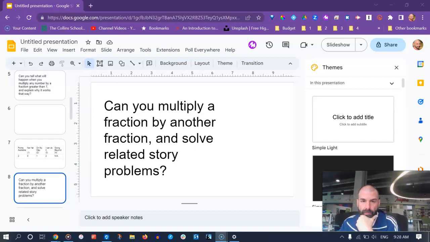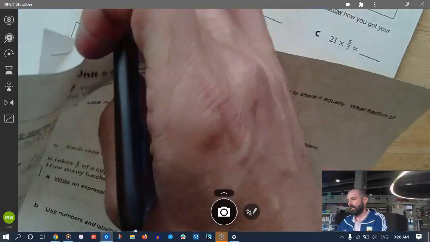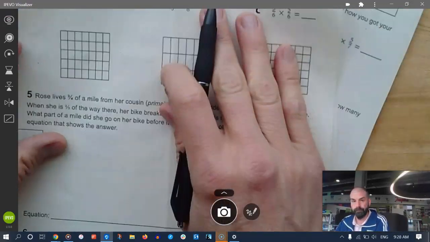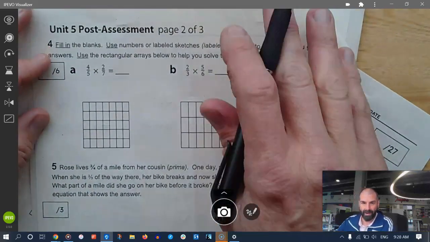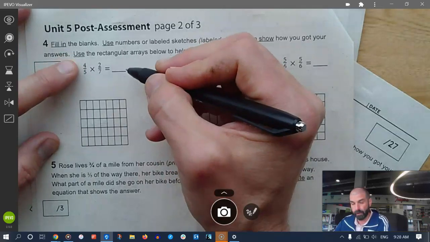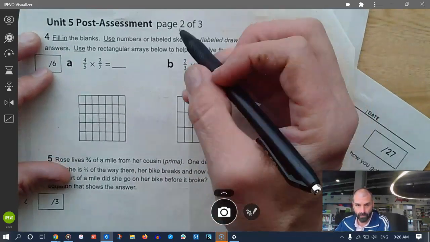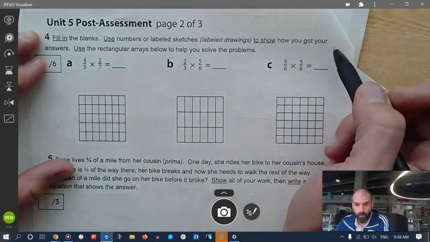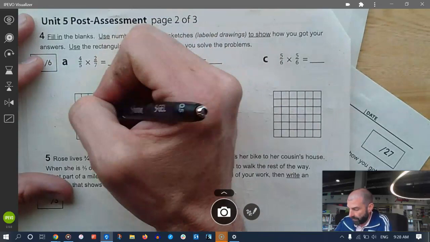Right, skill 3: can you multiply a fraction by another fraction and solve related story problems? So this is 2 problems, numbers 4 and 5. All right, number 4, there's 6 points available, 1 for a correct answer, and then I also have to use this correctly. So you could get all 3 of these right with numbers, but if you didn't show it correctly, then you don't get these points down here.